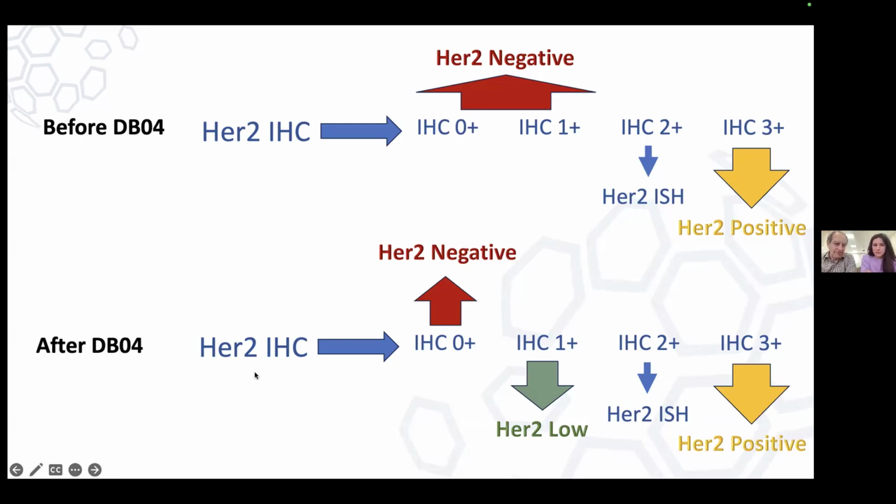Now, then a few years ago, the DESTINY-Breast04 reporting meant that we created a new category, and this new category was HER2 low. So still using the 4 immunohistochemical scores, but now the actions were different. We still had a HER2 positive. We still have a HER2 negative, but some of it was also called HER2 low. And again, still the HER2 in situ hybridization to decide. Now, realistically, this system hasn't been very robust.